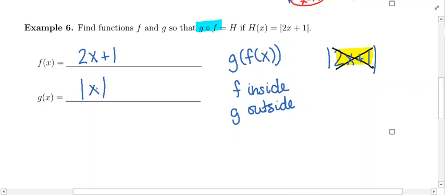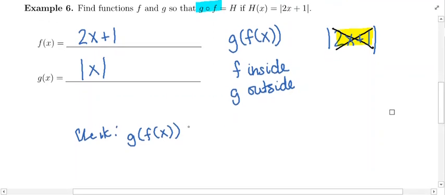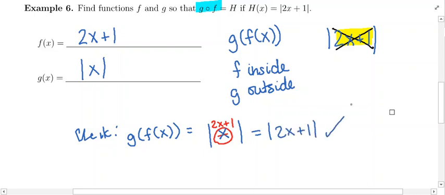That's the outside function. Again, you can check yourself to make sure you did this correctly. If we're forming g of f of x, we're plugging f into g. So I'm going to write down my outside function, g, which is the absolute value of x. Every instance of x, I'm going to replace with the inside function, which is f of x, which is 2x plus 1. So this is going to be the absolute value of 2x plus 1. That's h. So we're done. This is pretty straightforward.